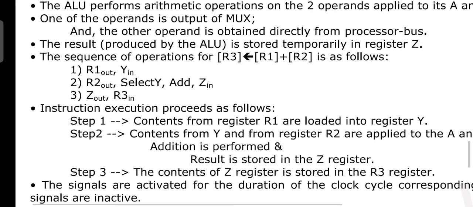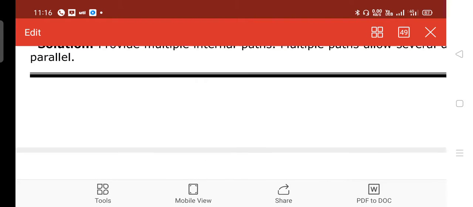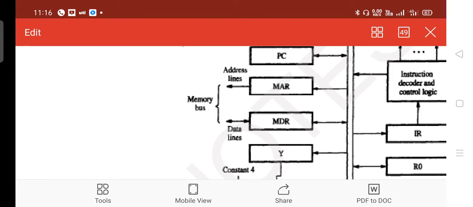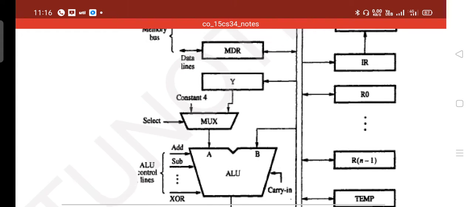So step 1, contents from register R1 is loaded. Content of register R1 is loaded onto one of the intermediate registers, say Y in. Check the first diagram, you will come to know. First diagram, let us see again. So this is the initial diagram.